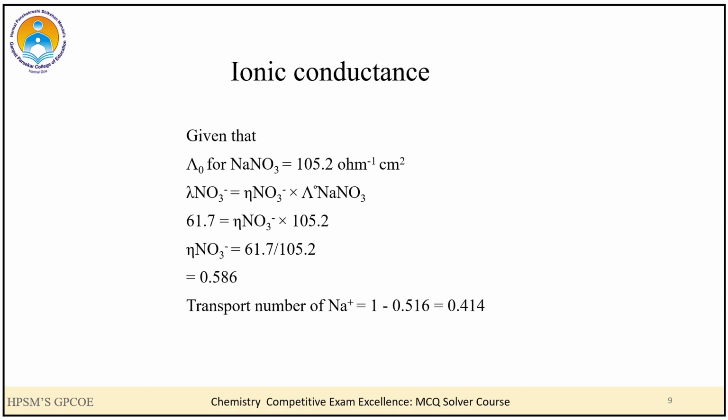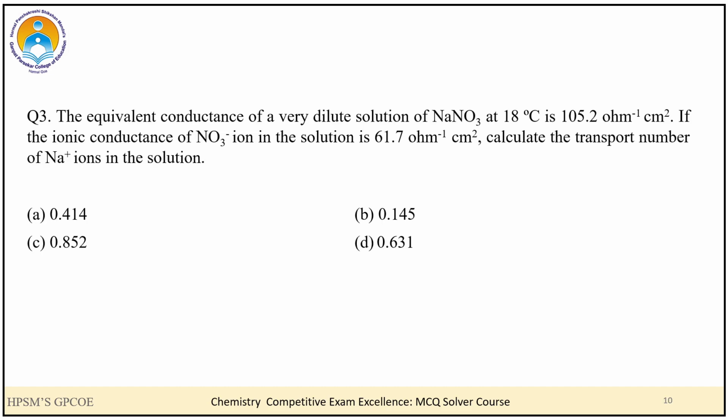This problem is based on ionic conductance. Given that the equivalent conductance of NaNO3 is 105.2 per ohm centimeter square, and using the formula lambda NO3 minus equals eta of NO3 minus into lambda naught NaNO3, wherein lambda NO3 minus is the ionic conductance of NO3 minus and eta stands for the transport number. Thus, the transport number of NO3 minus comes to 0.586, and if we subtract it from 1, we get the transport number for its counterpart, that is Na plus ions. Thus, option A is the answer.